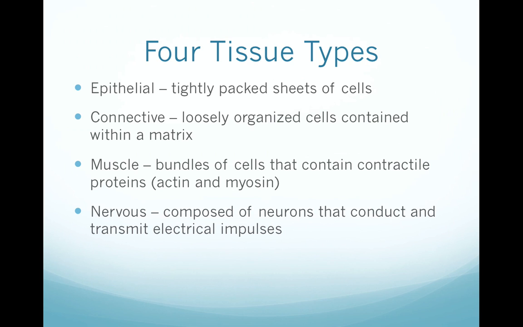Nervous tissue is the 4th tissue type, and it is made up of cells that are called neurons that conduct and transmit electrical impulses. The main function of the nervous system is to help your body sense stimuli in the environment around you and then process that stimuli and react to it.